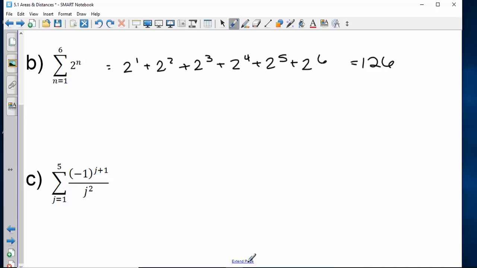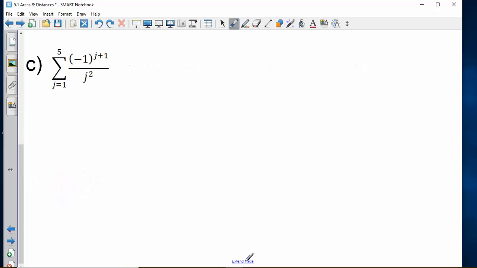Okay, C, this one is a little more interesting. I want the sum from j equals 1 to 5 of negative 1 to the j plus 1 power over j squared. So let's figure out what's going on. If I put in a 1, 1 plus 1 is 2. What happens if you take negative 1 squared? Positive 1. Over 1 squared is 1.